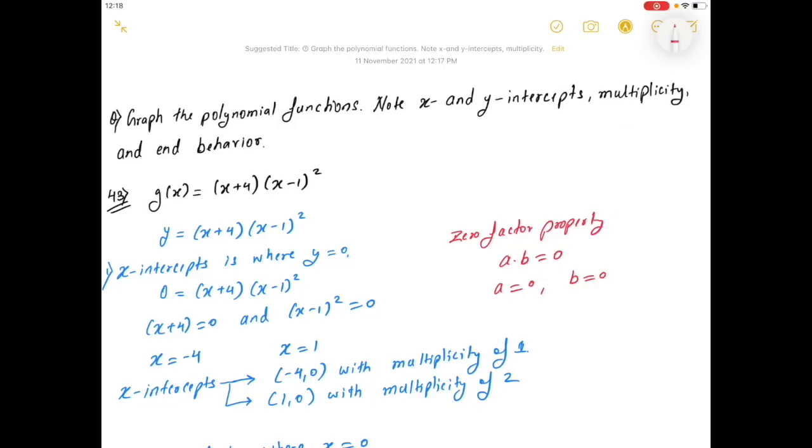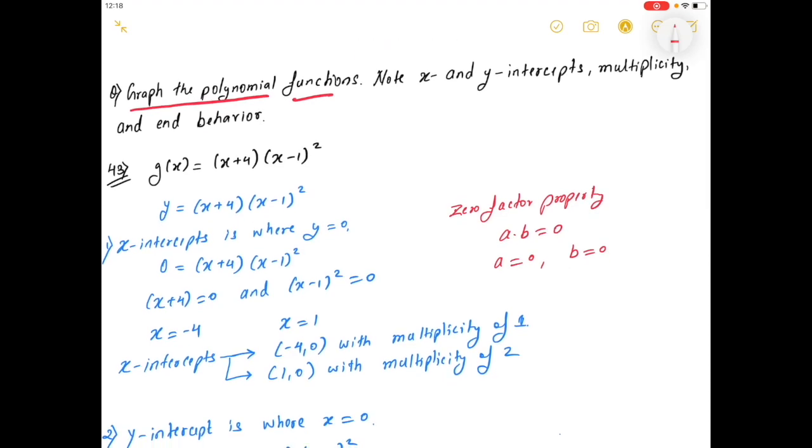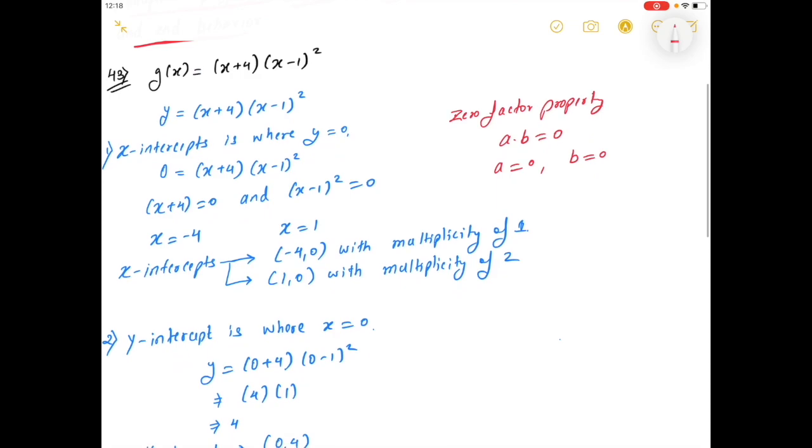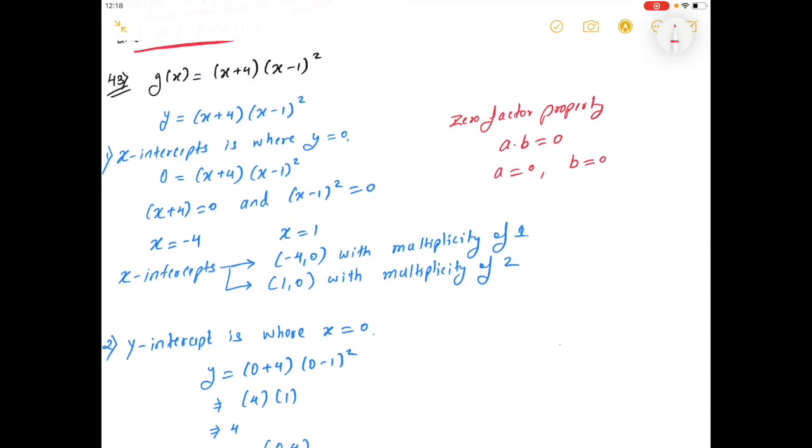Hello everyone, let us look at how we can graph a polynomial function. The question says graph the polynomial function, and the characteristics we have to tell for this are the x- and y-intercepts, multiplicity and the end behavior. Let's first start with the x-intercept. An x-intercept is where our y is 0, that's why it is an x-intercept, it crosses the x-axis. So y should be 0 over there.